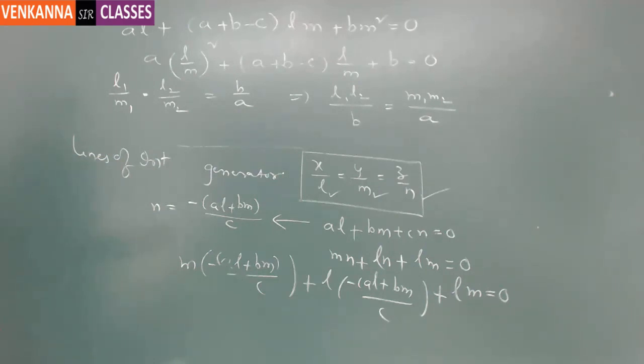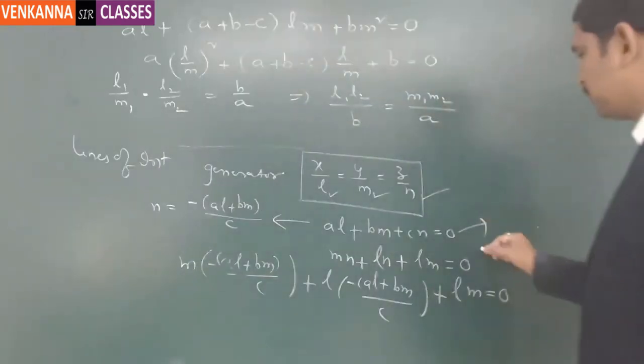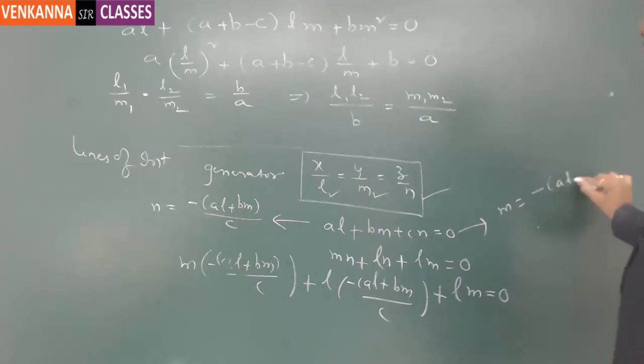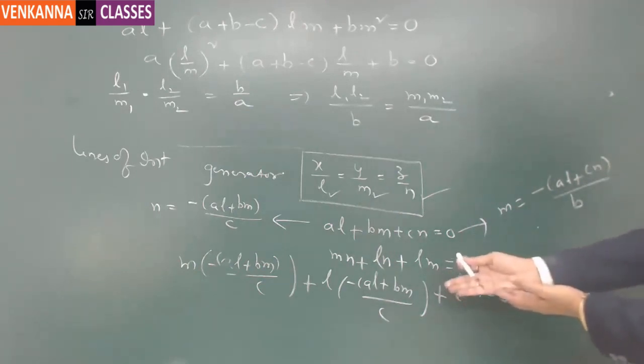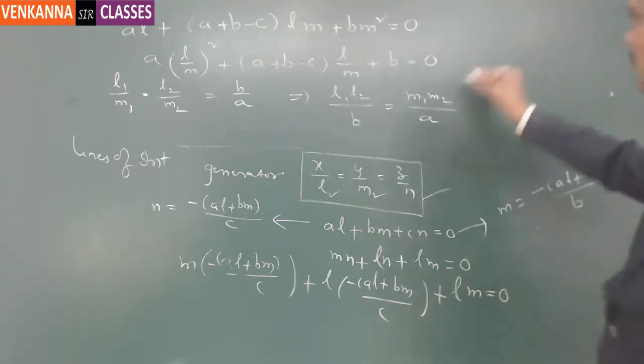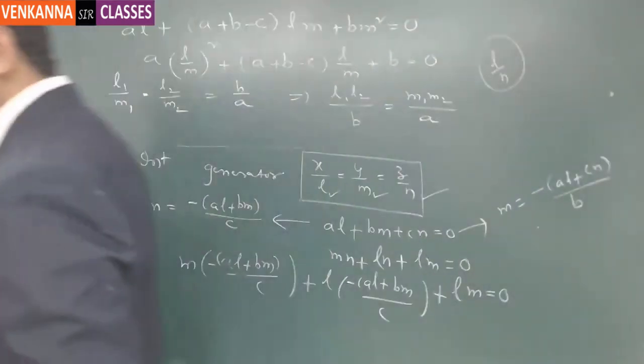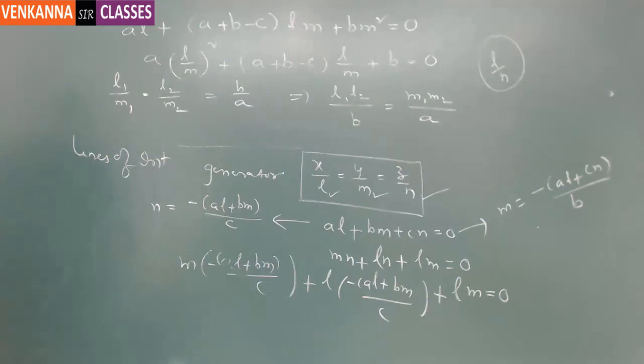You can eliminate any parameter in the beginning, right? Here I have done it with n. At this position, from this equation, if you take m is equal to minus of (al plus cn) by b, then substituting the m value here, you will get a quadratic equation in the variable n. Accepted? So that you can do with any variable.